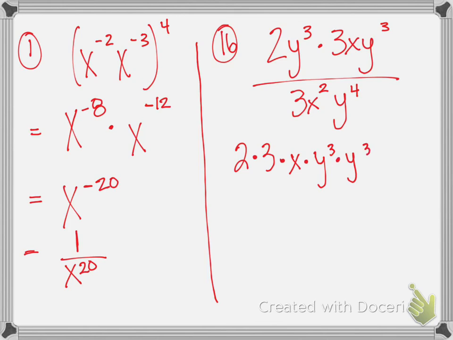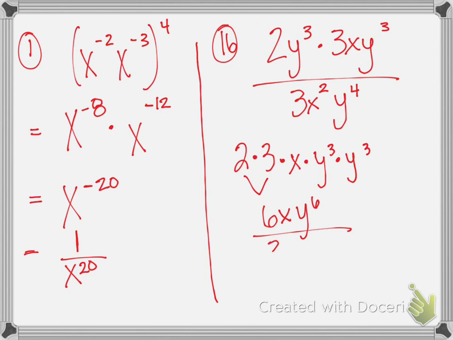All right, so 2 times 3 is 6. We bring down our x, and we have a y cubed and a y cubed. All right, so that means we have to use the multiplication rule. So we must add our exponents. So we have a 6xy to the 6.